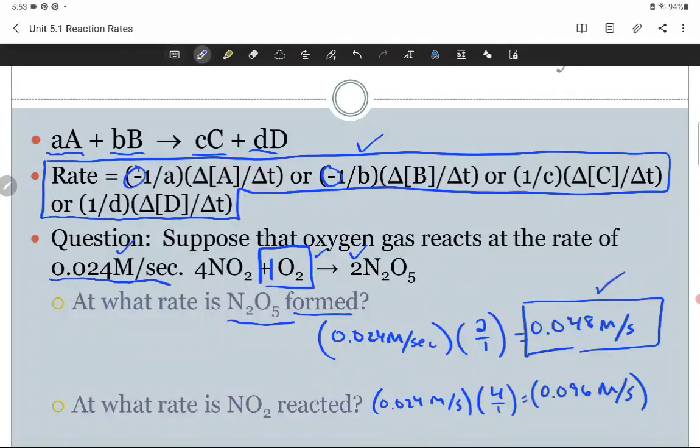Okay, and it doesn't say rate of disappearance, so I probably should put a negative in here. Or I will actually use words. Rate of disappearance. Okay.